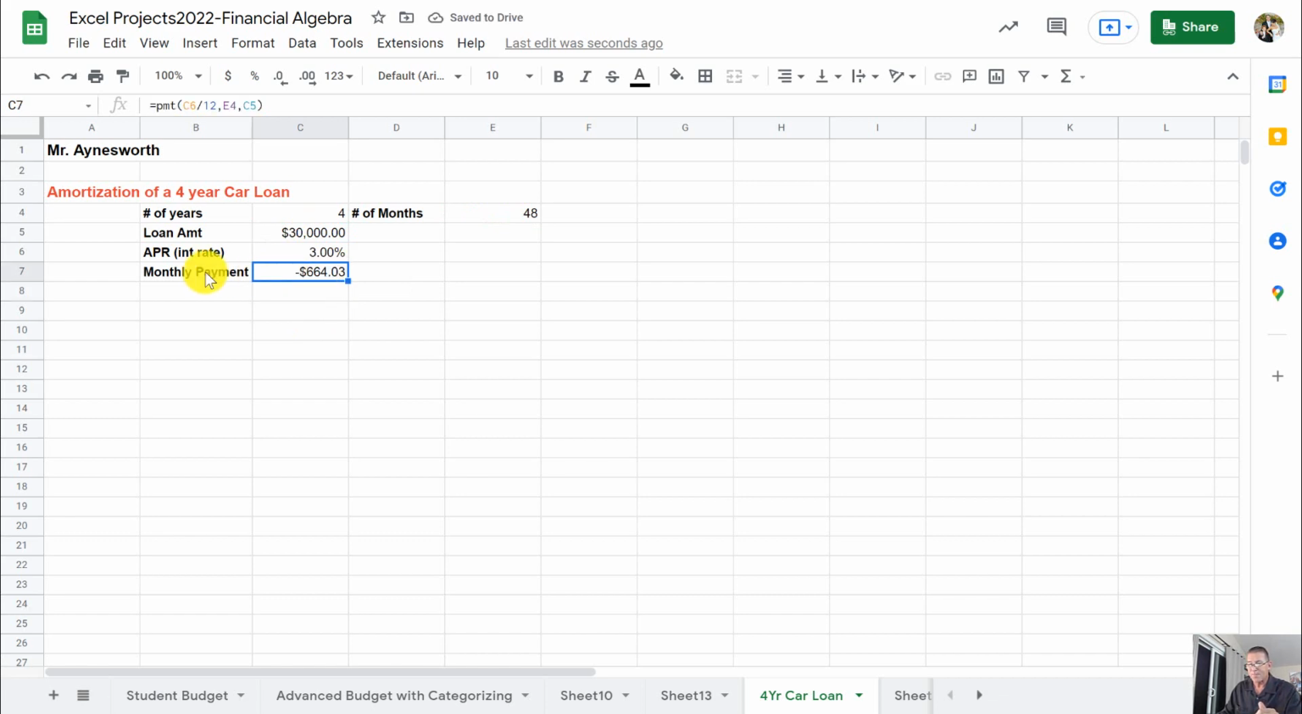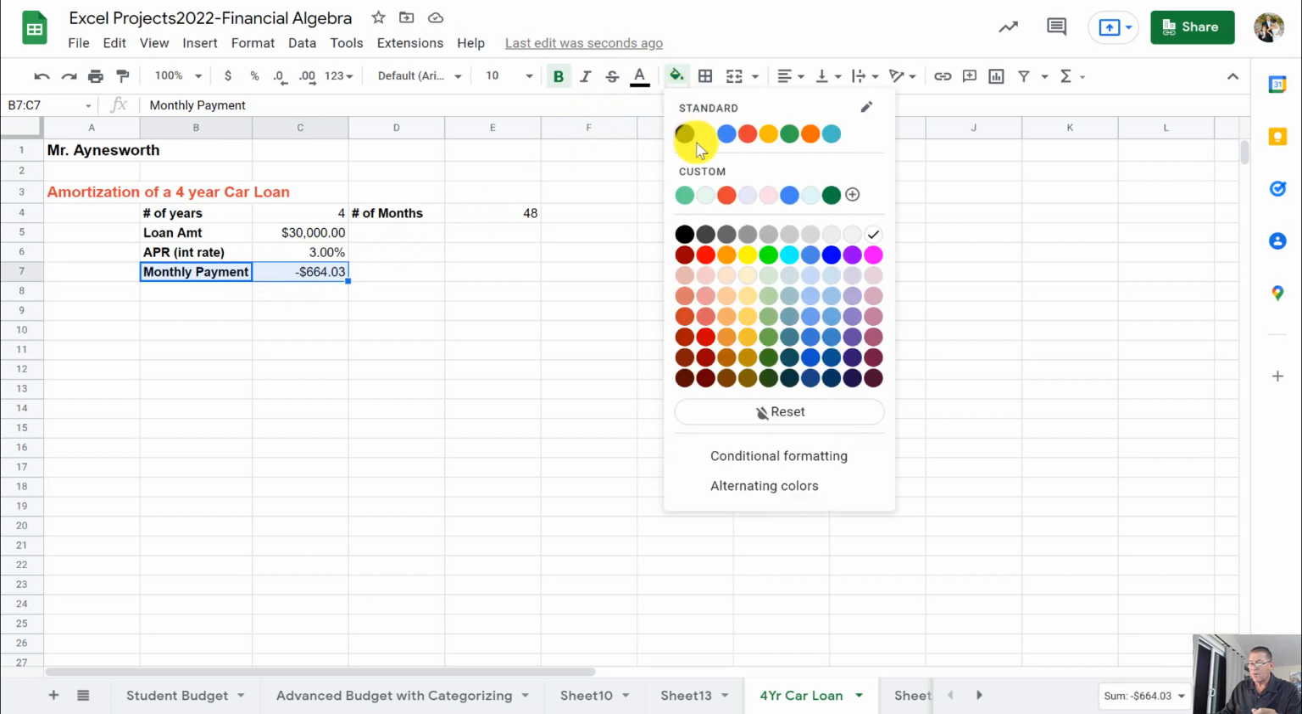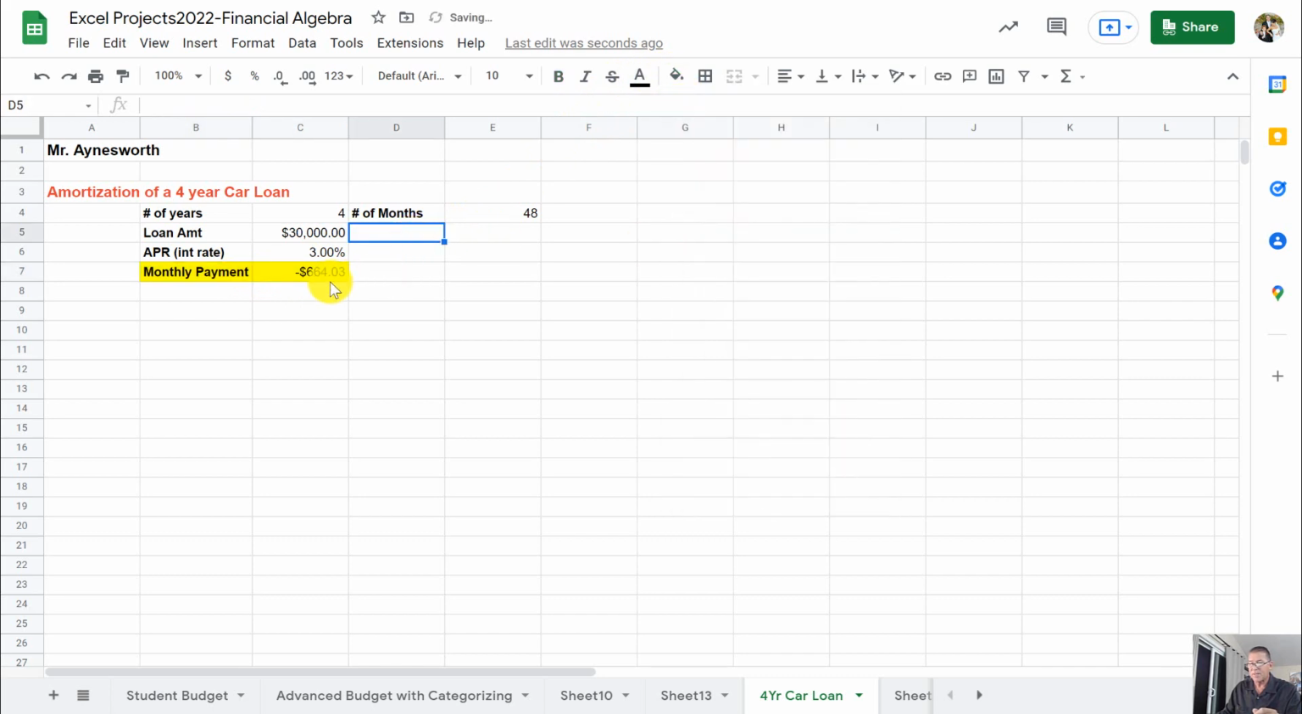and notice it gives you a monthly payment. So we're going to highlight that. So the monthly payment is $664.03. Notice it's negative too, by the way. That is going to be used throughout the entire process right here. So if we're going to purchase a $30,000 car and we want to pay it off in 4 years or 48 months at 3% APR, it's going to cost us $664 a month.